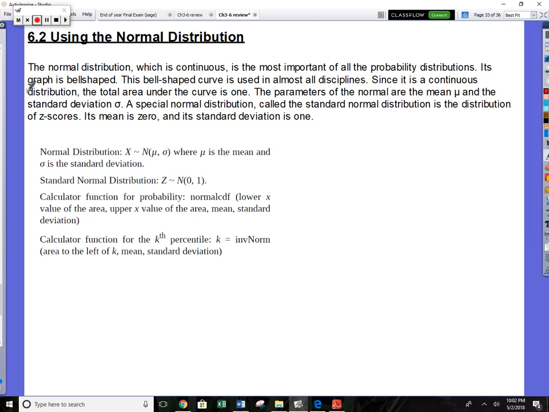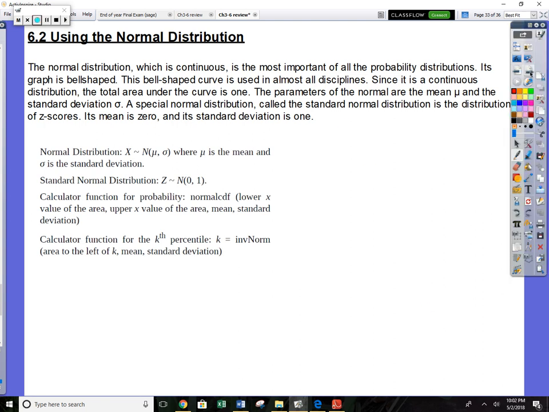Okay, so now using the normal distribution. God, we're pretty good at this. This is all calculator stuff.